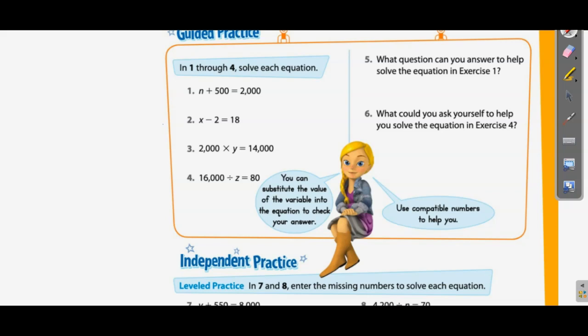I'm going to do the first four examples. We don't have to worry about these over here. I'm going to show you how to do questions 1 through 4, and then that way you can be doing the rest. So we're going to be working on equations.